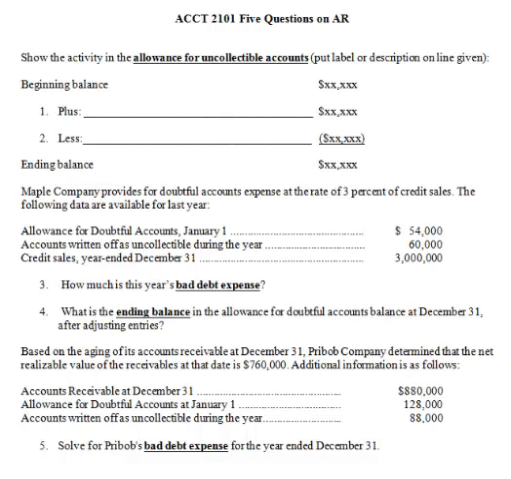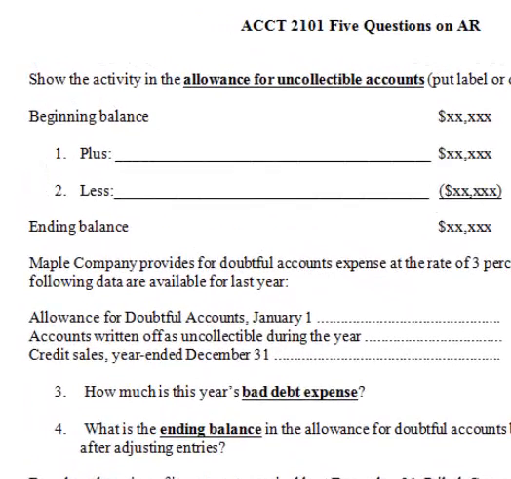We're going to walk through a series of problems together and work them out. So, the first thing they asked you to do was to show the activity in the allowance for uncollectible accounts. That's the contra account to accounts receivable, that account that reduces accounts receivable down to net realizable value.